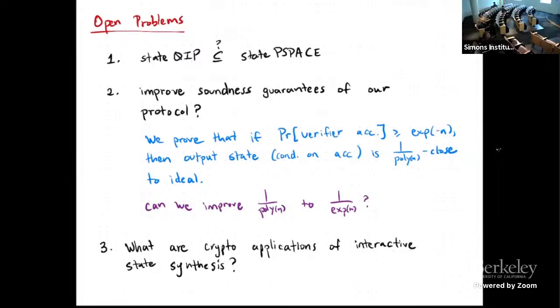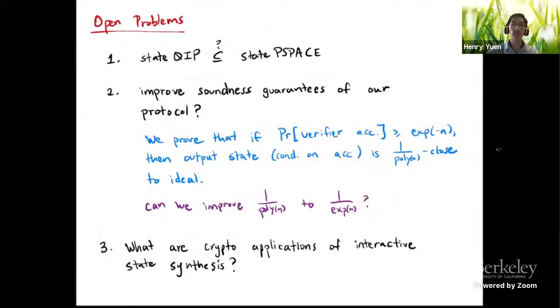Yeah. Hey, Henry, do you know what the status of the classical analog of this question is? You're trying to construct a probability distribution. Oh, that one is, okay, so classical distribution p-space is contained in classical distribution IP. For the reverse direction, you mean like an upper bound on the IP, like sampling from a distribution? I'm not sure. I imagine the upper bound would also be p-space, but I haven't thought about it.